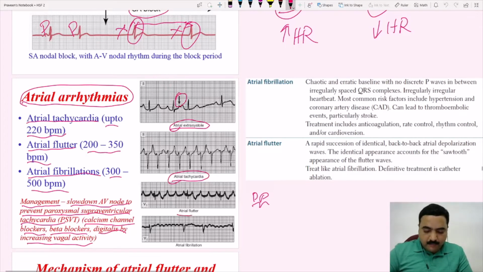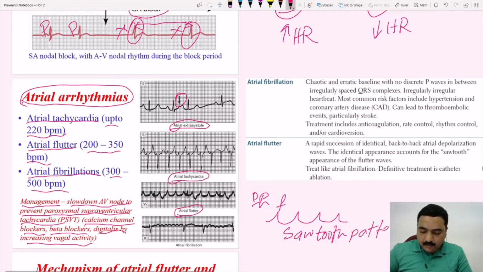Now if it goes to atrial flutter, how does that look? It looks like flutter waves. You can see, sometimes referred to as the F wave, otherwise referred to as the sawtooth pattern. This is important: once you start seeing the sawtooth pattern, it's atrial flutter.